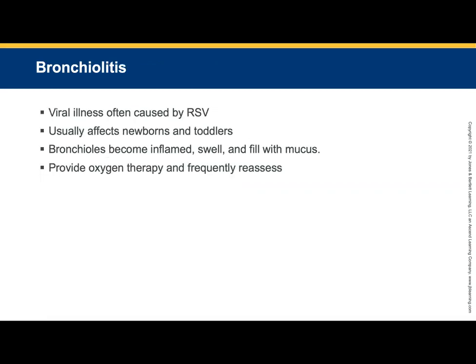Bronchiolitis is a virus that occurs due to RSV, and it usually affects newborns and toddlers. Bronchioles become very inflamed, they swell, and they have a lot of mucus stuffed in them. You want to provide oxygen therapy and frequently reassess for signs of respiratory distress. Now, remember, these babies, when they start to have respiratory problems, they will decompensate very fast.